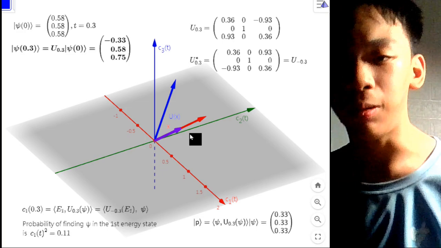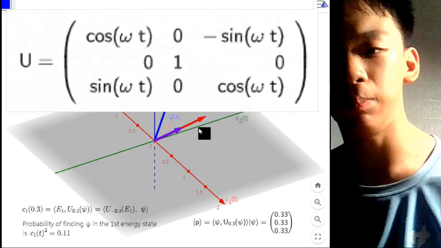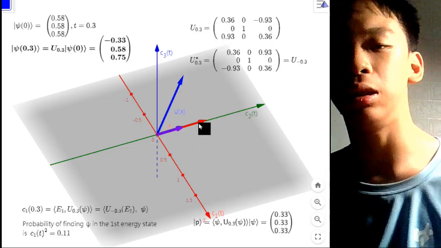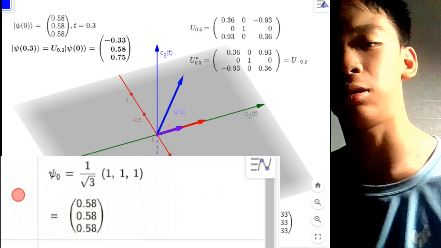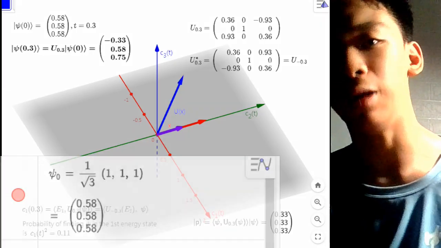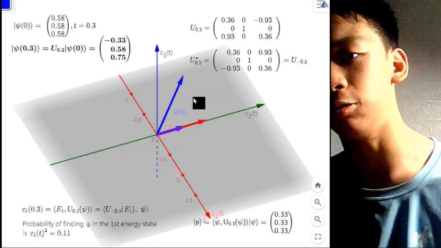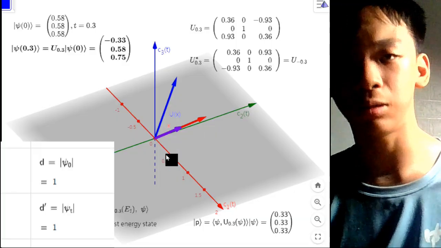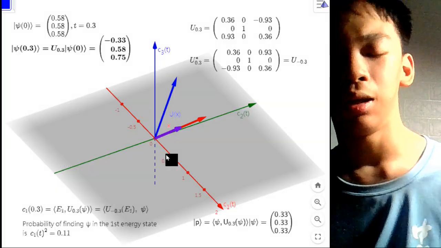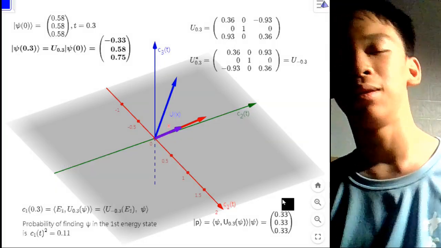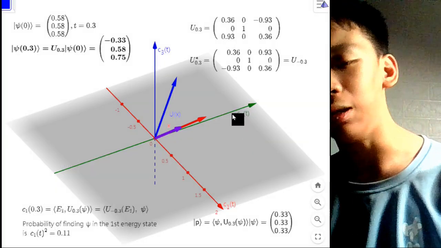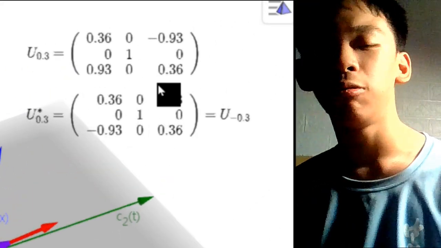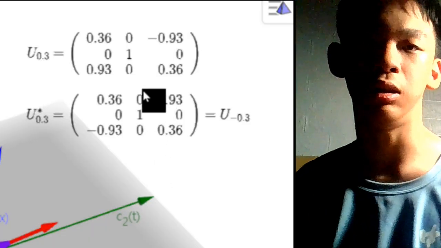As in the GeoGebra file, we're going to let the matrix U_t be the one shown here. Applying U to the initial state, psi of 0 equals 1 over root 3 times the vector 1, 1, 1. As shown in red, we get psi of t shown in blue. The variables d and d prime are the norm of psi 0 and psi t respectively. Notice that they're both 1, and this equality means that U is a unitary matrix. U adjoint is shown on screen now, which the reader can verify is U inverse.